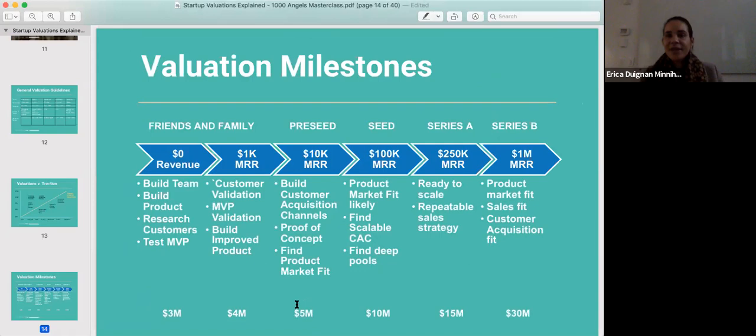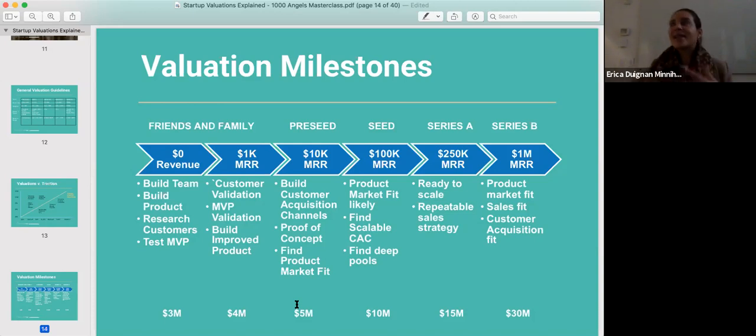Great. So the next one is also kind of handy for you guys to hang on to. And this just shows you what basic valuation milestones should be at various rounds. And this is really critical. If you're investing with 1,000 Angels, you don't have to worry so much about making sure you check off these boxes, because we really do that for our clients. But just for you to understand what the boxes are and why founders here know so much, right?